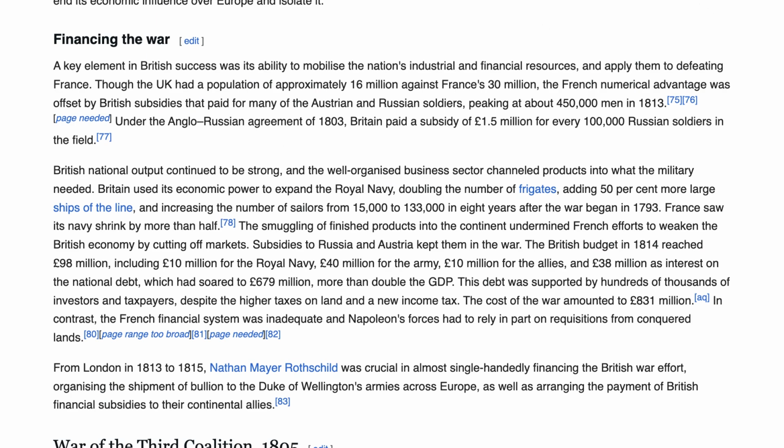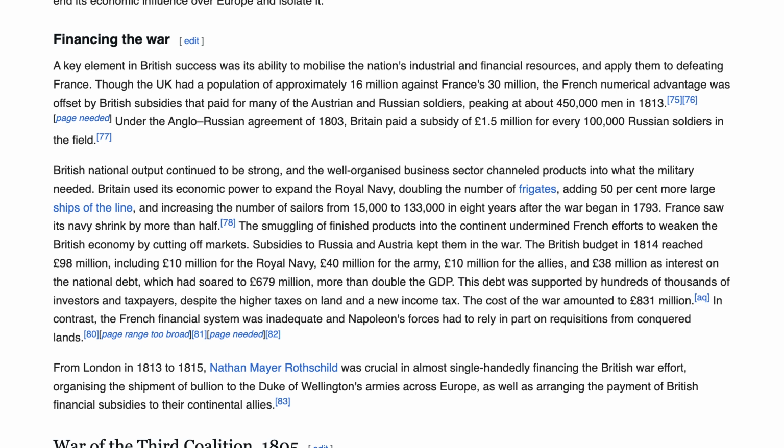Financing the war. A key element in British success was its ability to mobilize the nation's industrial and financial resources, and apply them to defeating France. Though the UK had a population of approximately 16 million against France's 30 million, the French numerical advantage was offset by British subsidies that paid for many of the Austrian and Russian soldiers, peaking at about 450,000 men in 1813. Under the Anglo-Russian Agreement of 1803, Britain paid a subsidy of £1.5 million for every 100,000 Russian soldiers in the field. British national output continued to be strong, and the well-organized business sector channeled products into what the military needed.